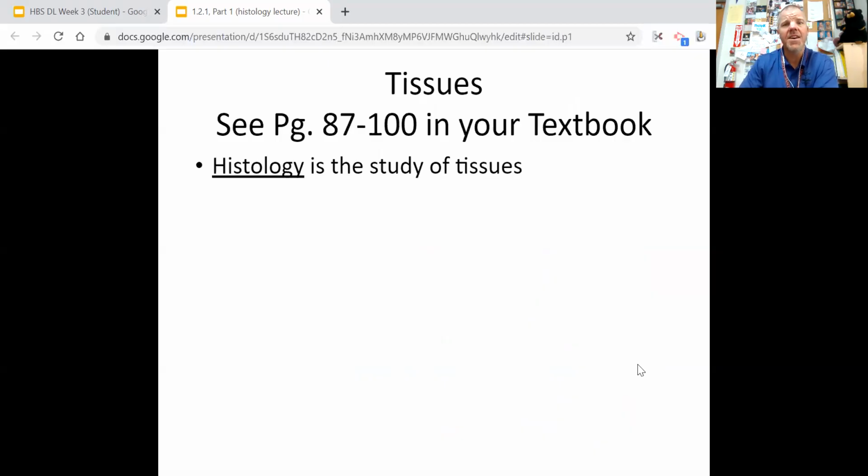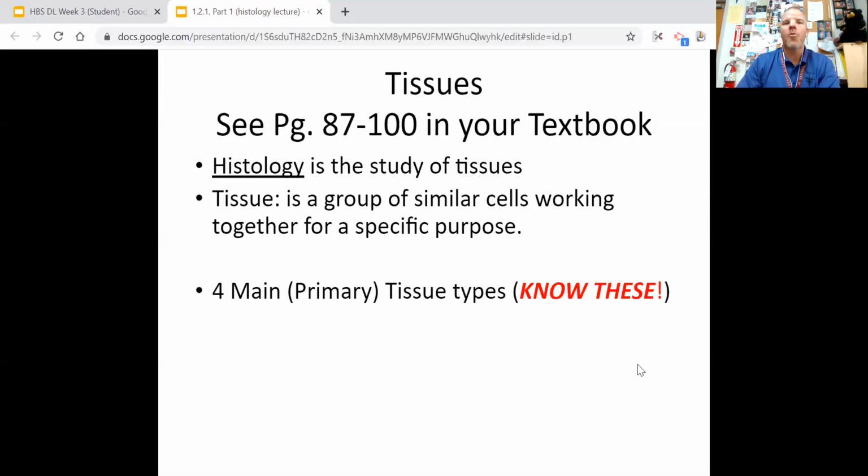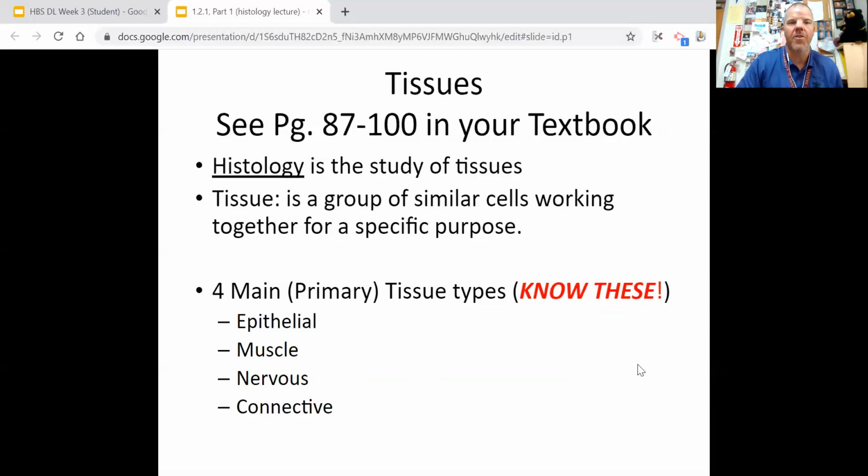The word histology means the study of tissues. Ology is study. Histo refers to tissues. So a tissue, as we described before, is a group of similar cells working together for a specific purpose. There are 4 main types of tissues, 4 primary tissues, and these you definitely need to know, so you should memorize these. The 4 tissue types are epithelial tissue. Try saying that with me, epithelial. Muscle tissue, or sometimes called muscular tissue. Nervous tissue, or sometimes called neural tissue. And connective tissue. Those are our 4 primary types of tissue, and we want to focus on those today.